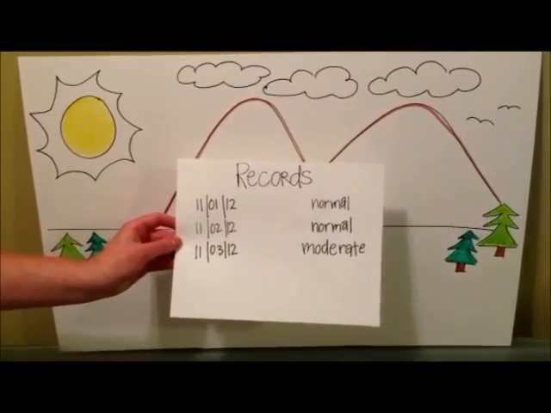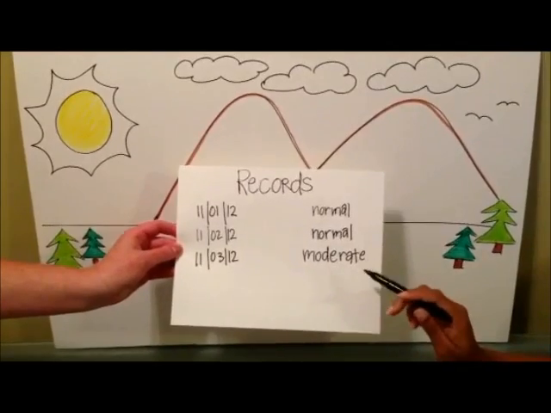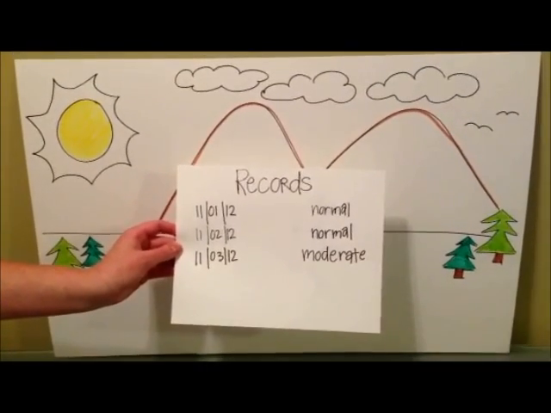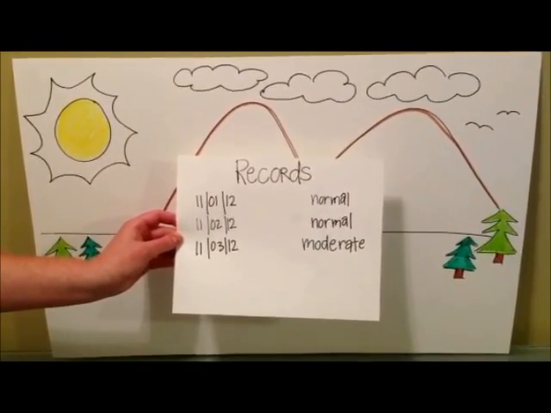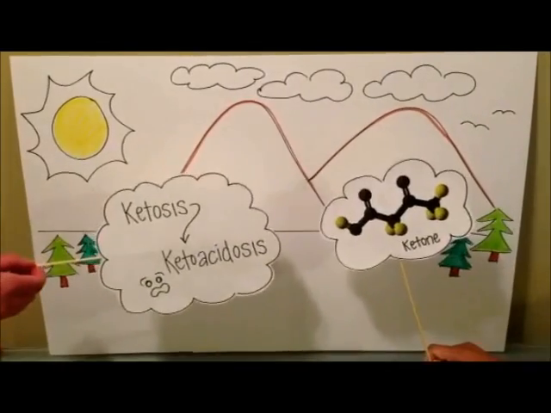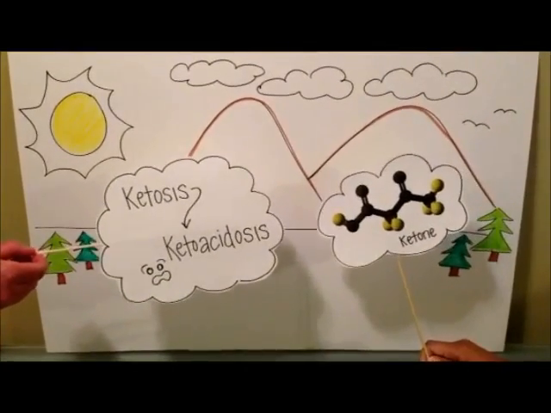Ensure that you record all Ketostix results to show your doctor at your next appointment. If you are a diabetic, presence of moderate or large amount of ketones in your urine should be reported to your doctor right away so that immediate action can be taken.